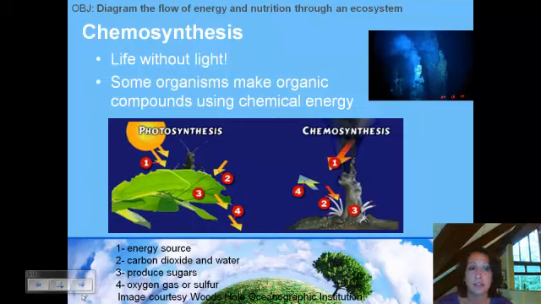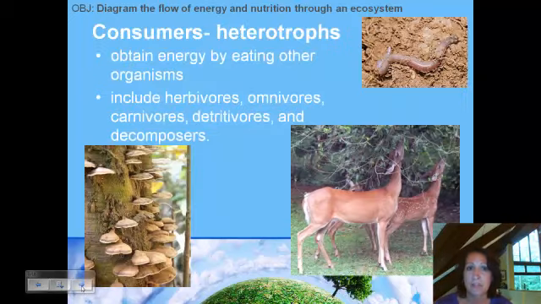And that's called chemosynthesis. Okay, the next group are the heterotrophs, and these are also considered the consumers, or "hetero" meaning different. They have to eat other organisms.